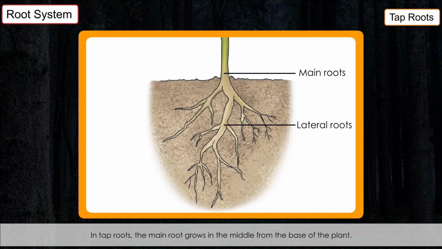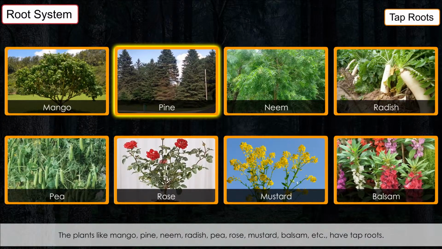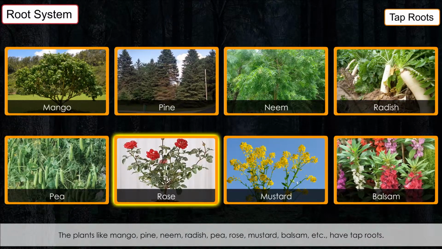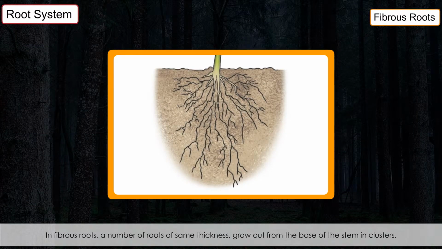Taproots. In taproots, the main root grows in the middle from the base of the plant. Smaller roots called lateral roots grow out of the main root. The main taproot is thicker than the lateral roots. The tip of the main root is covered by a thimble-shaped root cap which protects it from damage caused by the soil particles. The plants like mango, pine, neem, radish, pea, rose, mustard, balsam, etc. have taproots.